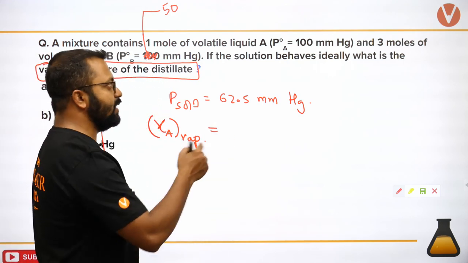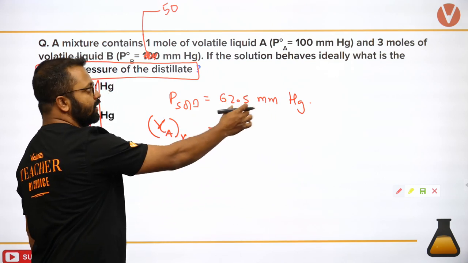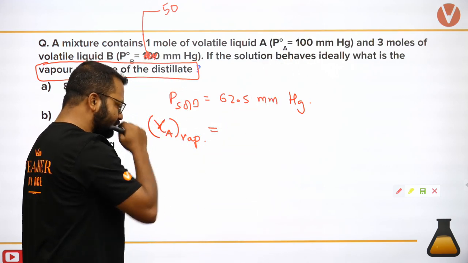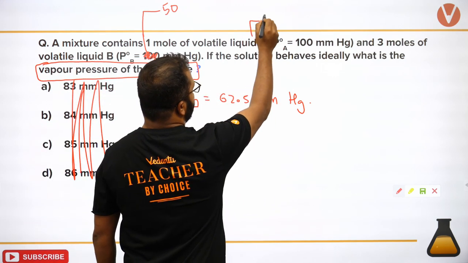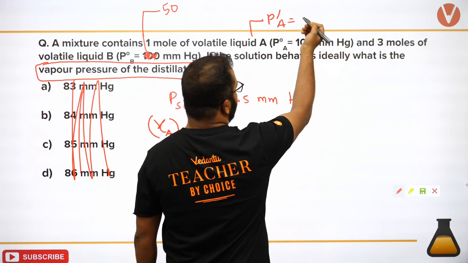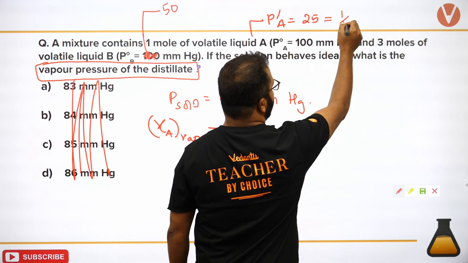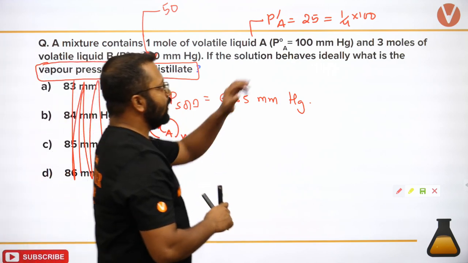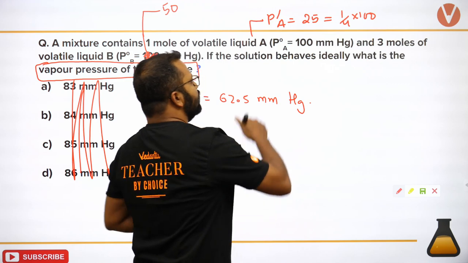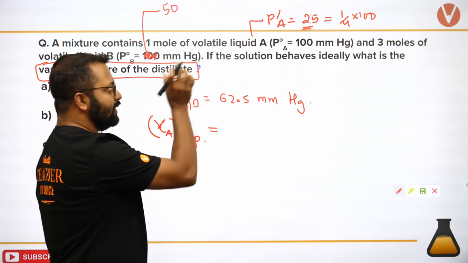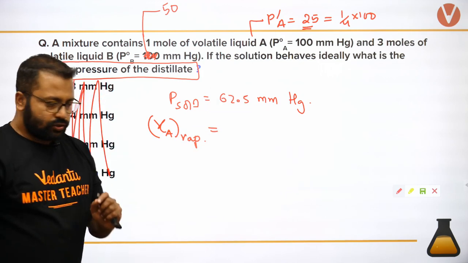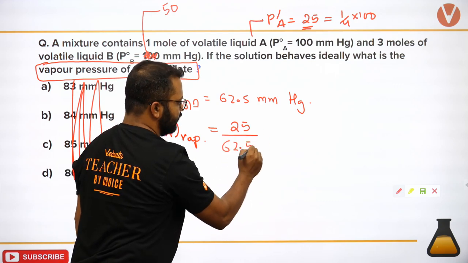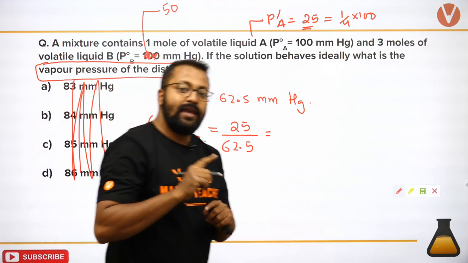To vapor state mein mole fraction hum Dalton's law use karke nikal lenge. Agar total pressure hai and iska partial pressure, this is the pressure of A, then what is the partial pressure due to A? Partial pressure due to A is equal to how much? 25, because it is 1/4 times 100, ye aapne nikala tha. Okay, you had calculated partial pressure due to A as equal to 25, and the 25 is a part of the total. So 25/62.5 is the mole fraction of A in the vapor state.